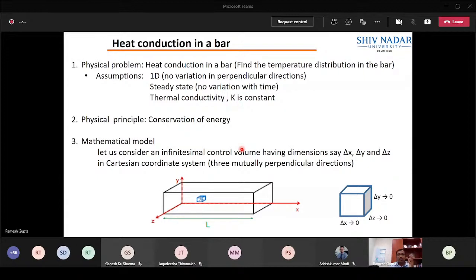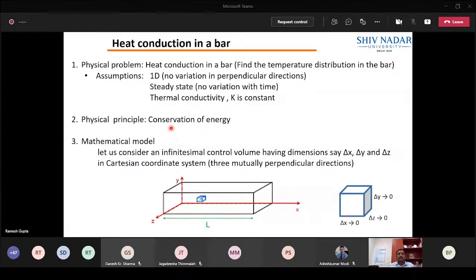Based on these assumptions, we reduce your physical problem to a tractable one, where we can minimize our efforts and at the same time the physics of the problem is not lost. We just need to find the temperature distribution in the bar. That is where you apply the physical principles. For example, conservation of energy is applied here, and we try to see how exactly we can find this output, that is the temperature distribution.